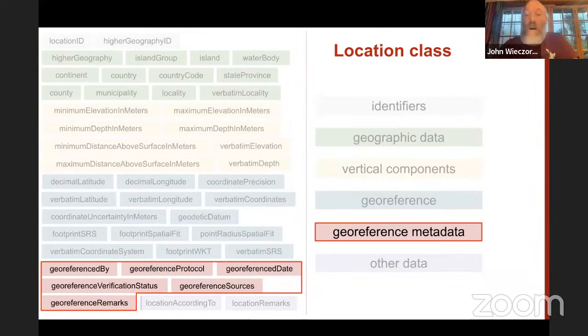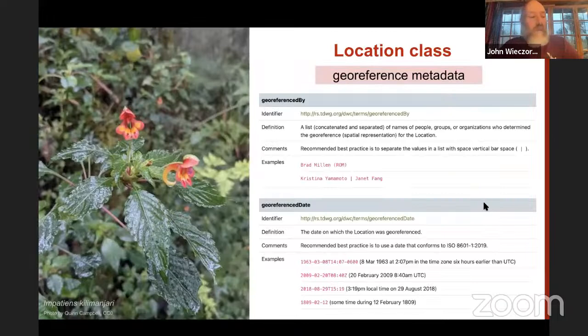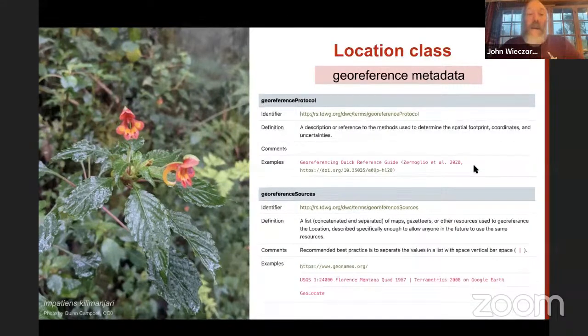Then the final category of terms in the location class are the georeference metadata. In general, these are the terms that allow anybody who receives your georeference to try to reproduce it. So this tells us who did it and when it was done. Those are very straightforward. Then it gets into the really important stuff, like the protocol that was used and what sources were used. The protocol is, for us, more often than not, going to be the Georeferencing Quick Reference Guide. If you look at the examples on this image, that's exactly the citation that we want to go into the georeference protocol when we use the Georeferencing Quick Reference Guide.